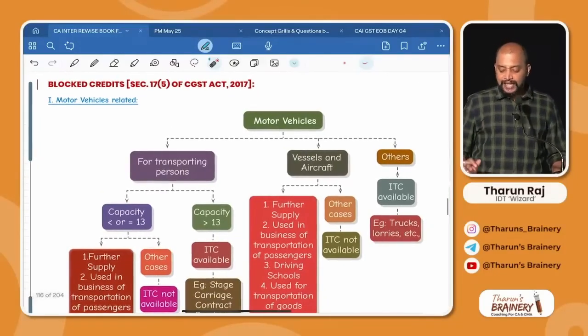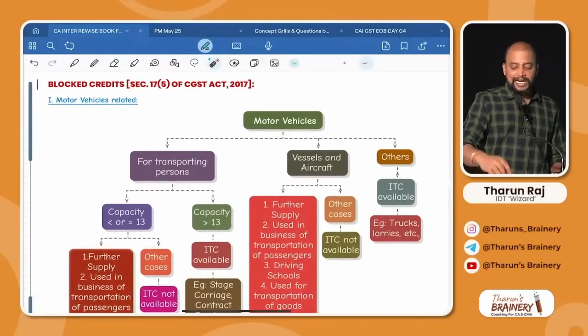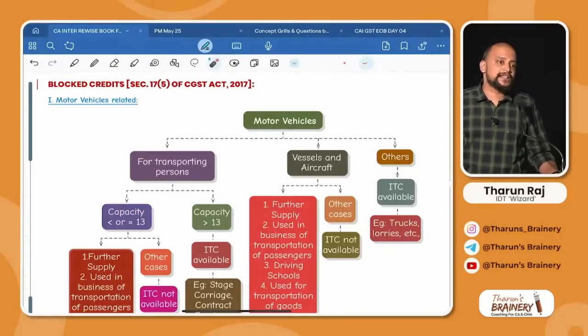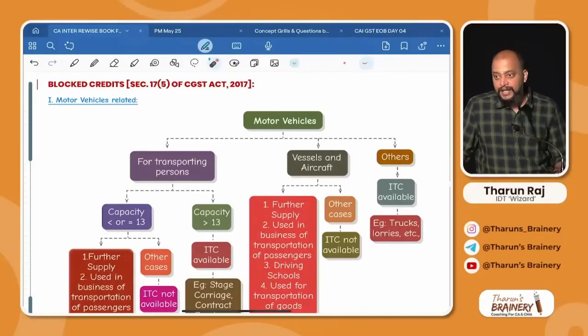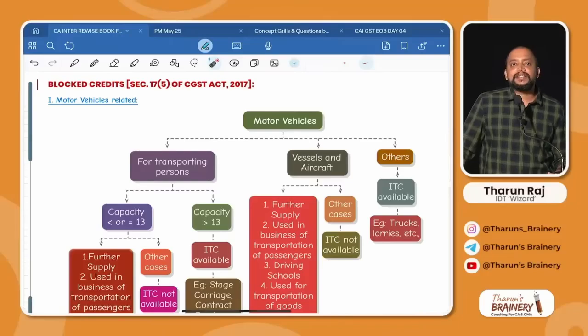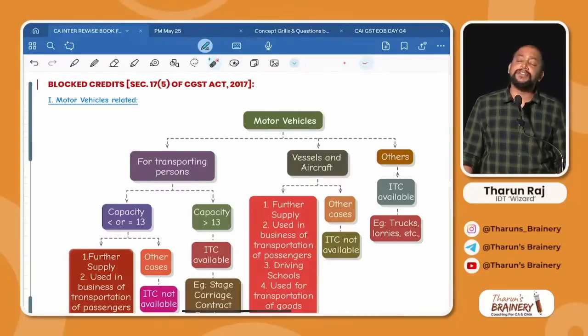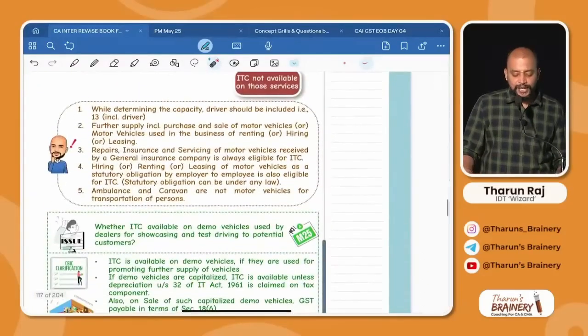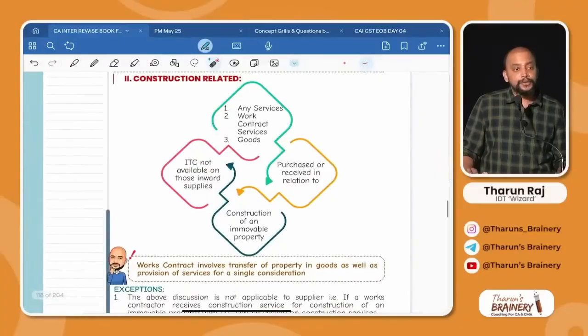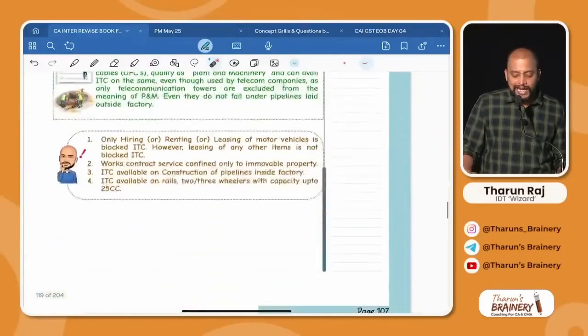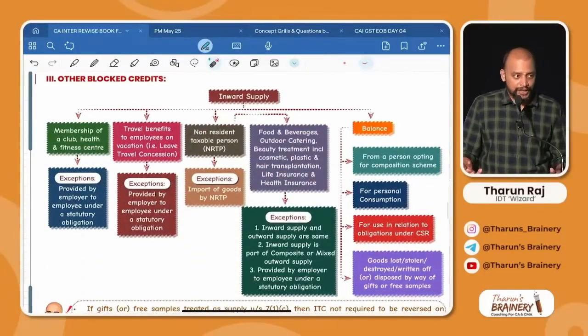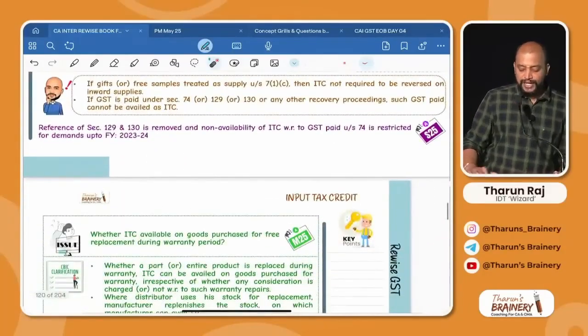Now look into the next area, which is a very, very important area. Repeatedly it has been tested in the exam in every attempt, that is blocked credits. Blocked credits means there are some inward supplies on which ITC cannot be taken, even though it is used for business purpose. These blocked credits are broadly divided into 3 categories. Category number 1, motor vehicle related blocked credit; category number 2, construction related blocked credit; and category number 3, other blocked credits. So these are the various blocked credits that we have.